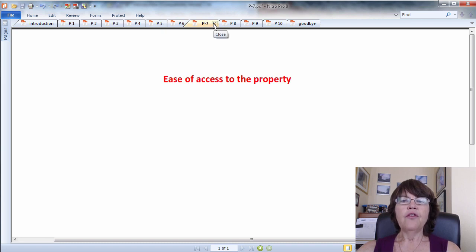C. Ease of access to the property. One of the most important factors in selling Las Vegas homes, condos, or high-rise condos is the ease of access to the property and, just as importantly, the listing agent.